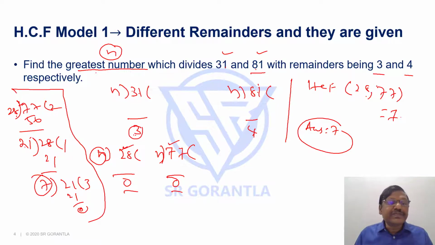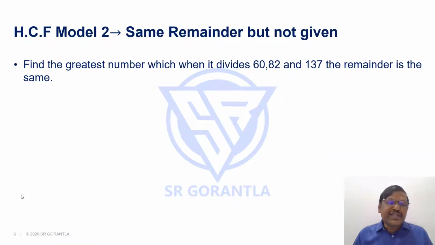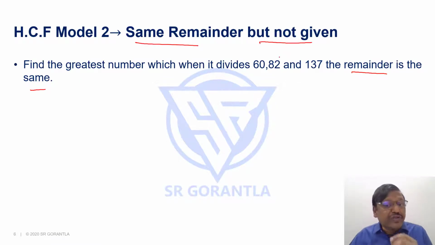Let's see model 2, HCF model 2. Find the greatest number which when it divides 60, 82 and 137, the remainder is the same. So the remainder is the same, okay, but what is the remainder? Not given. How do we answer the question? Before we discuss this, let me give a small example.